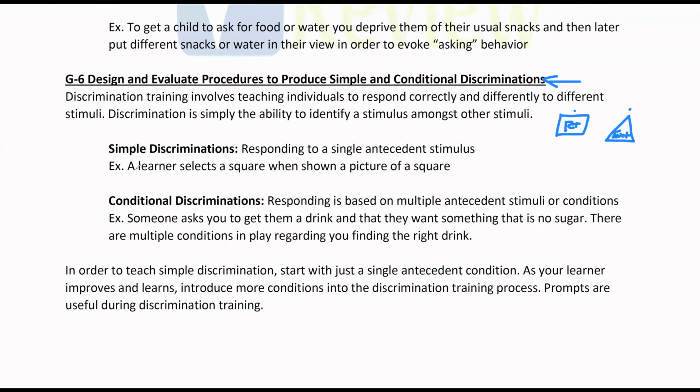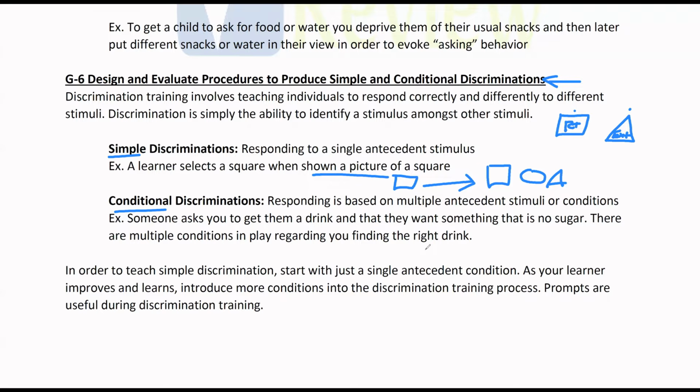Now, what is the difference between a simple and a conditional discrimination? With a simple discrimination, you are responding to a single antecedent stimulus. So I have square, I have circle, I have triangle. If I just show you a picture of a square, you pick square. Very simple discrimination, right? There are no additional antecedents leading to your choice.